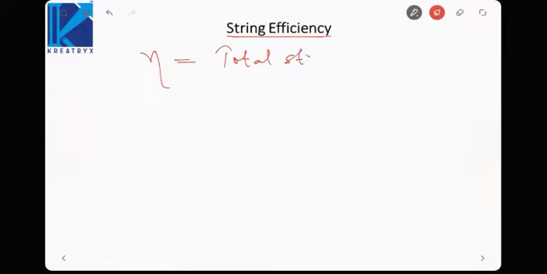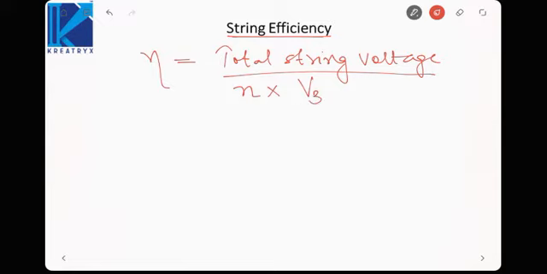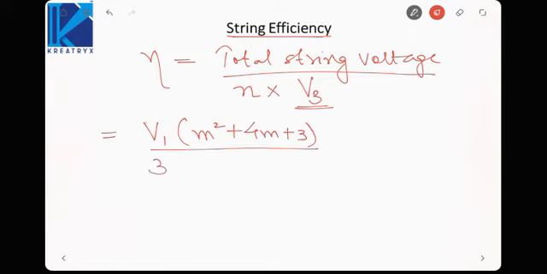Total string voltage, which is equal to V phase, divided by the number of discs into V3, or the maximum voltage across any disc, which will always be the bottommost disc. So here we have V1 into (M square plus 4M plus 3) divided by 3 into (M square plus 3M plus 1).